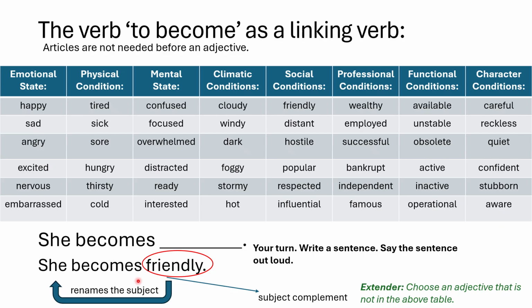She becomes friendly. Friendly, the subject complement or predicate adjective, renames she, giving information about what the subject's social condition is becoming. Now it is your turn. Write a sentence. She becomes. Choose a state or condition. Say the sentence out loud.